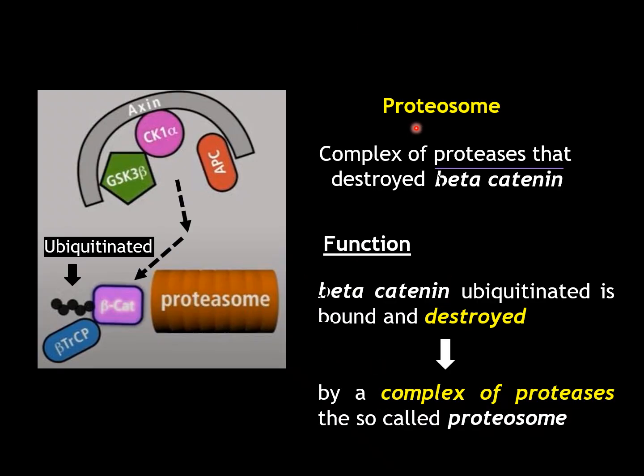So this is called proteasome. Here it is, and you already watched it in the video. This is a complex of proteases that destroy the beta-catenin. The ubiquitinated beta-catenin is bound and destroyed by the complex of proteases that is also called the proteasome. And this is information that you can find in the video.